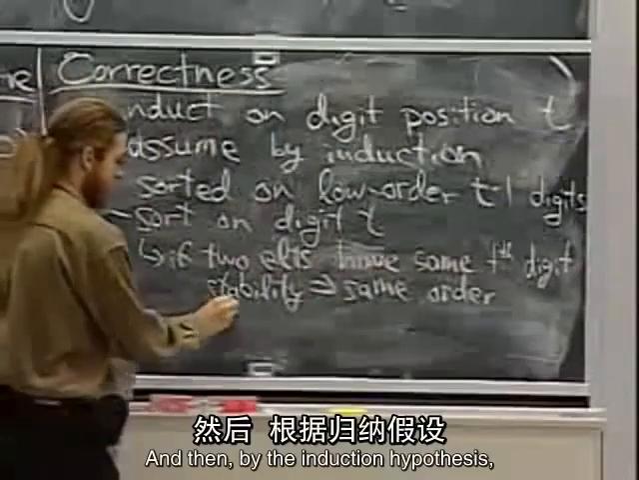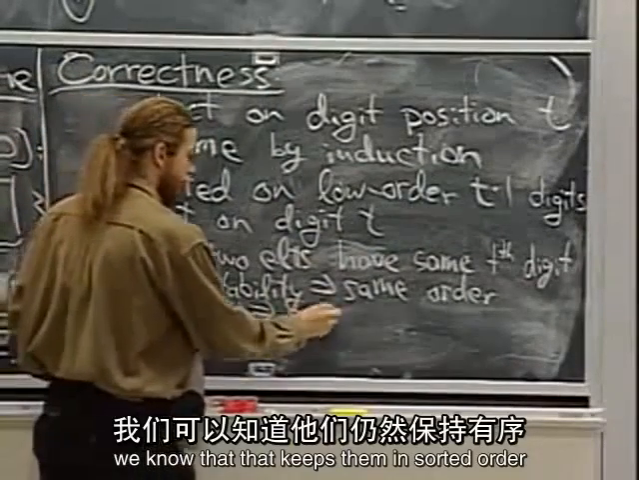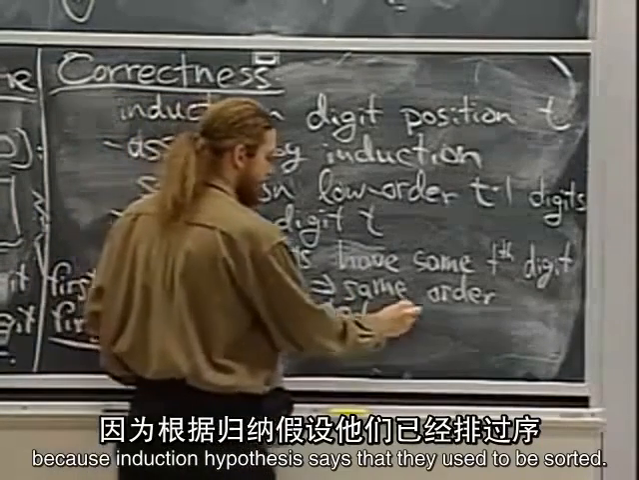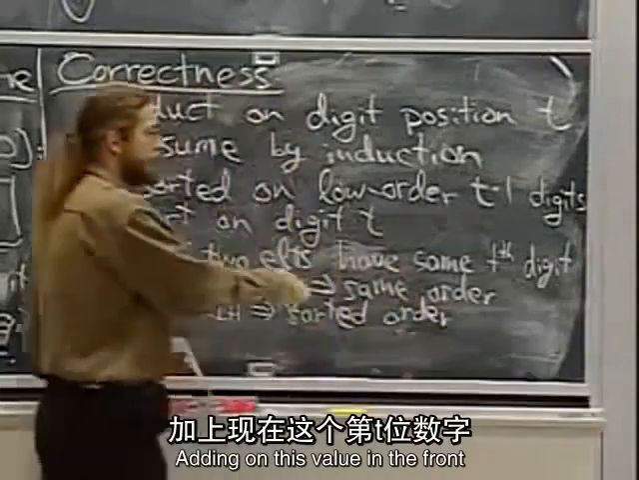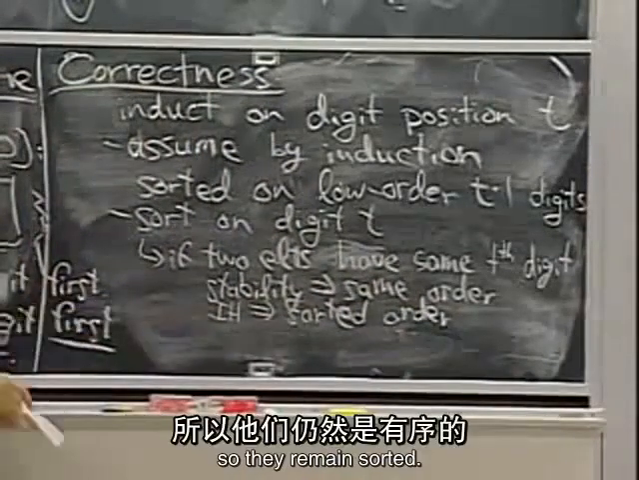And then by the induction hypothesis, we know that that keeps them in sorted order, because they used to be. Induction hypothesis says that they used to be sorted. Adding on this value in the front that's the same in both doesn't change anything, so they remain sorted.